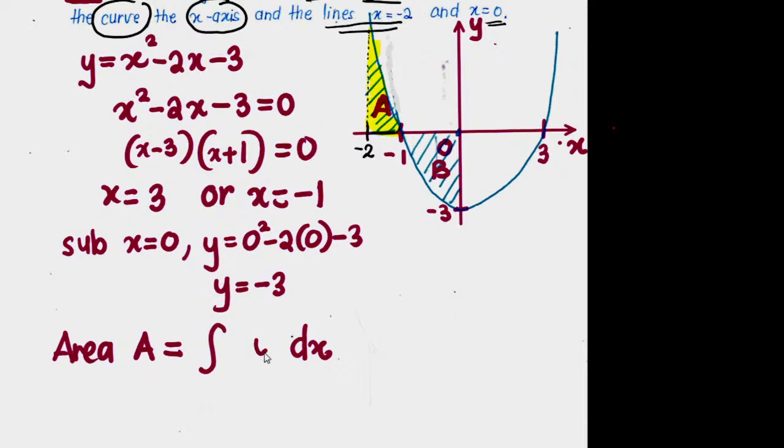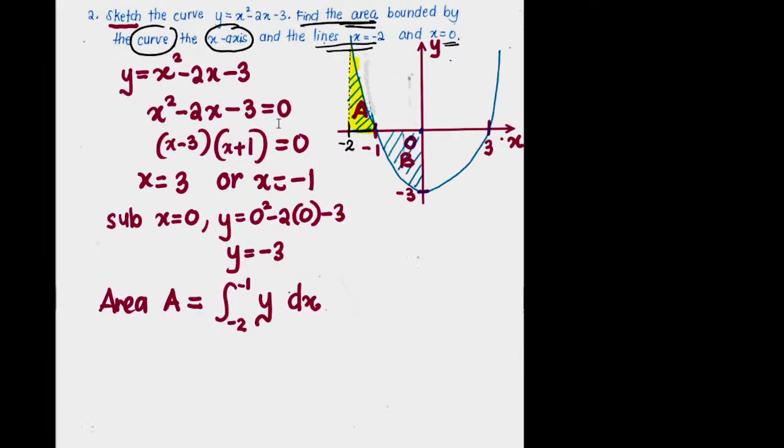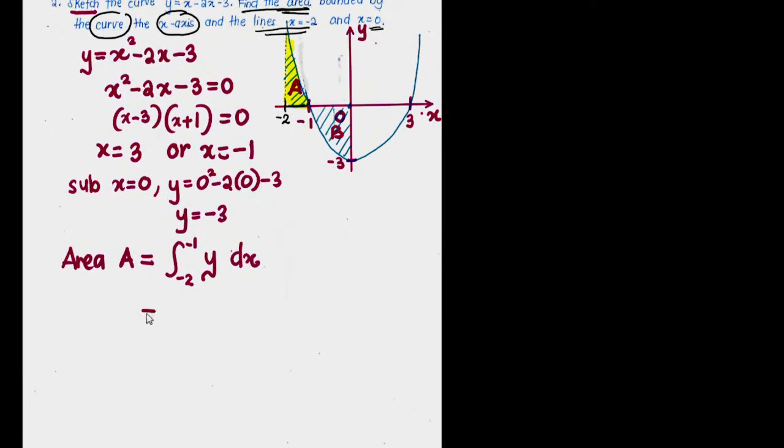In the middle here you must put y. What are the limits for the area for A? From -2 to -1. So here is -2, here is -1. So let's substitute our y. What is our y? Y is x square minus 2x minus 3. Then you write dx. Sometimes if this is confusing, you can put a bracket just to separate the equation.